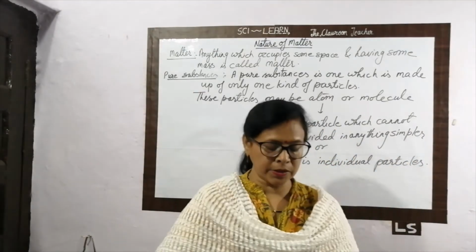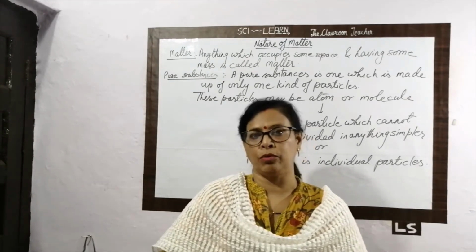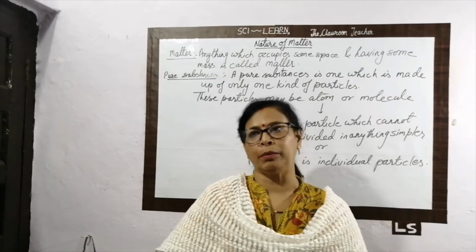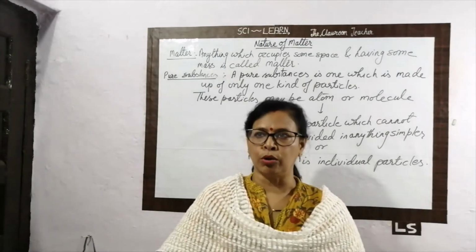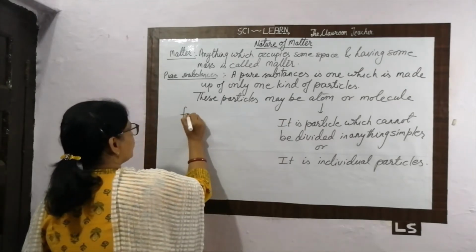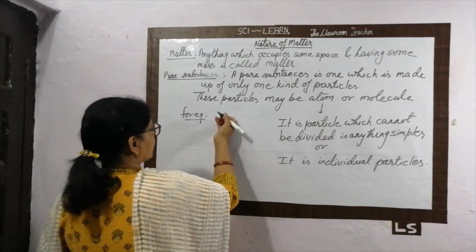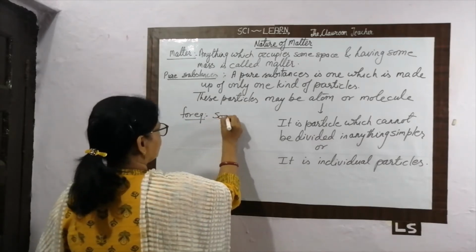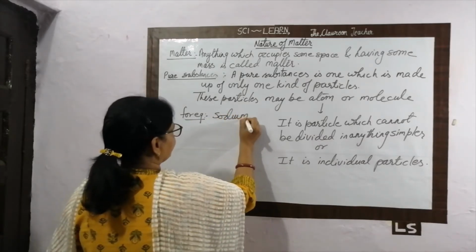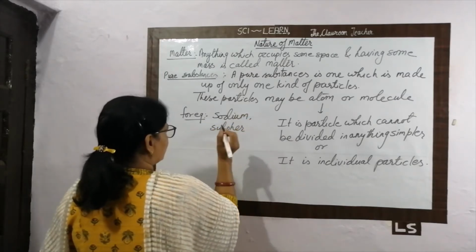So what is a pure substance? A pure substance is one which is made up of only one type of particle, and that particle may be an atom or a molecule. For example, sodium, or sulfur, or water.